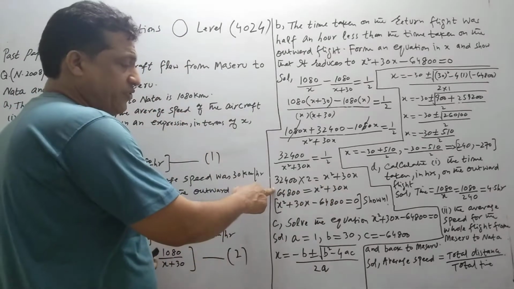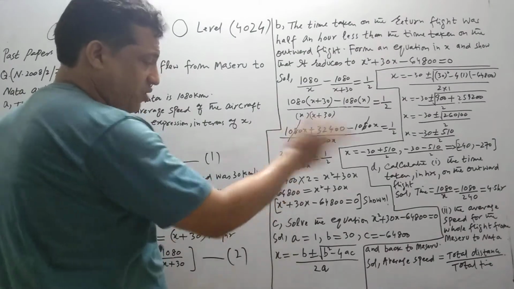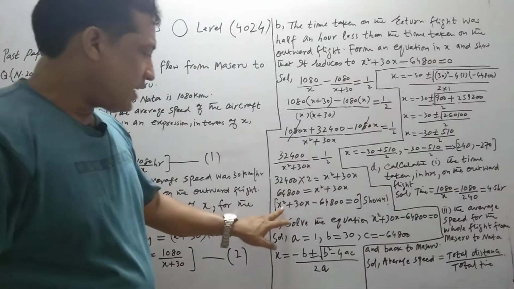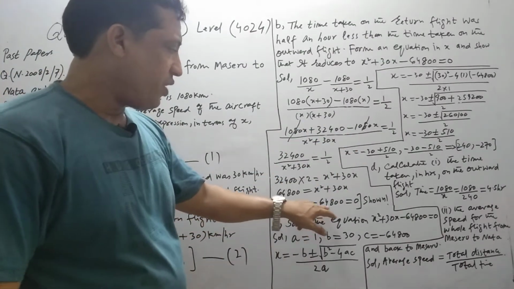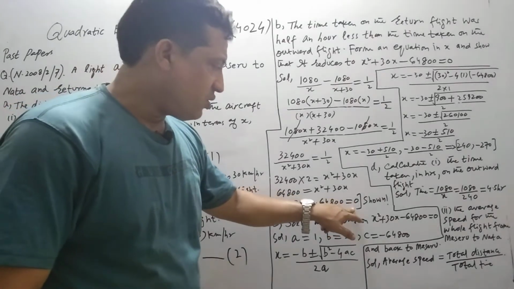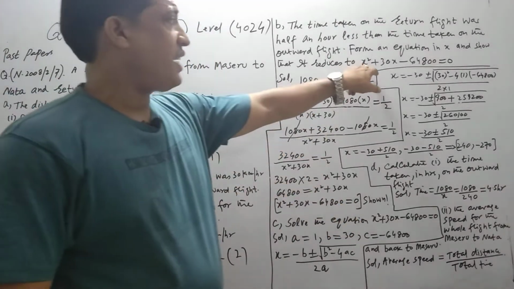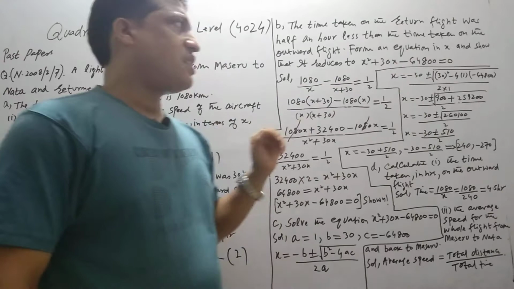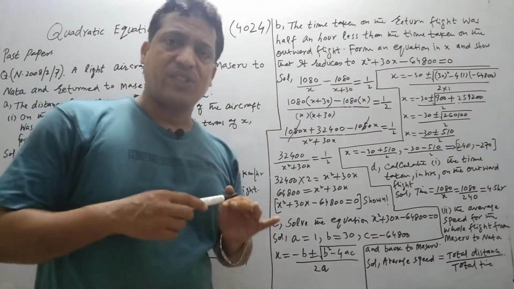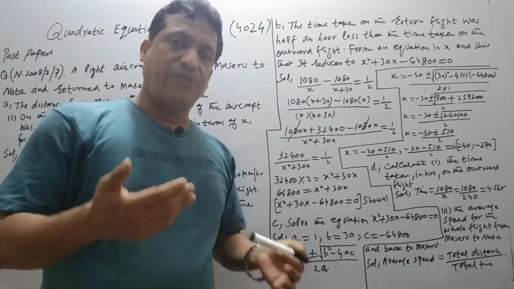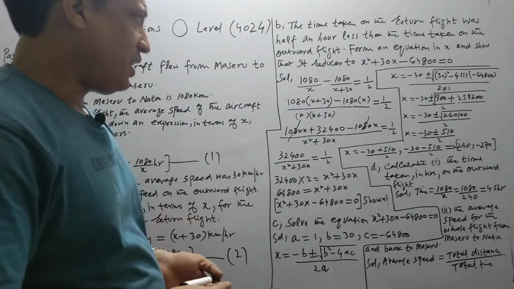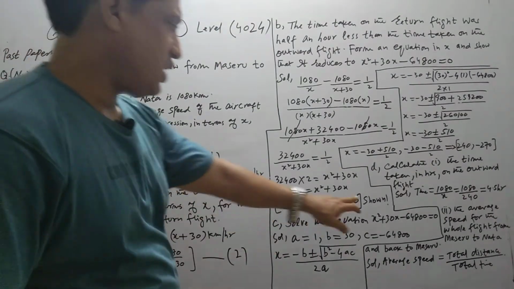Now shift this 64800 to this side. You will get x square plus 30x minus 64800 is equal to 0. This is what I need. x square plus 30x minus 64800 is equal to 0. The requirement has been fulfilled, and this is the answer of part B. This is your final answer.